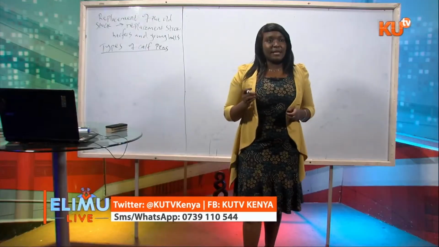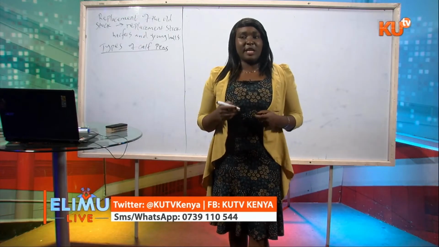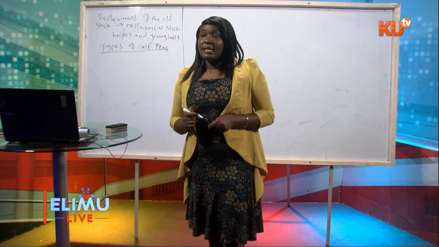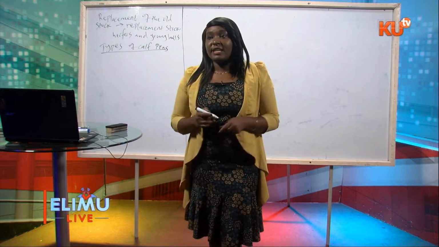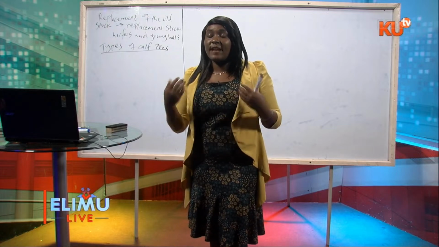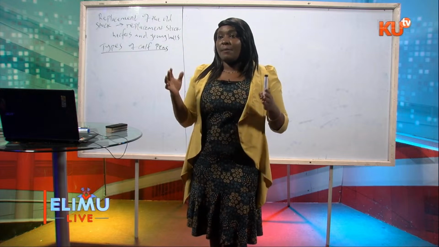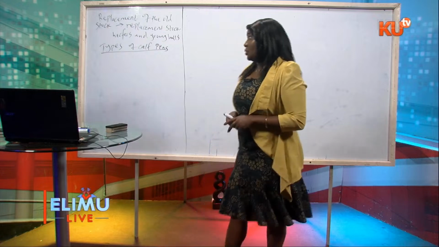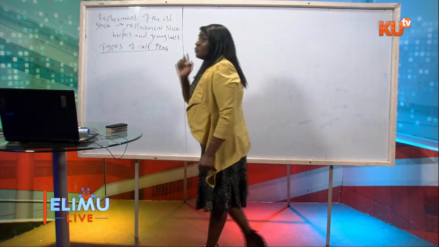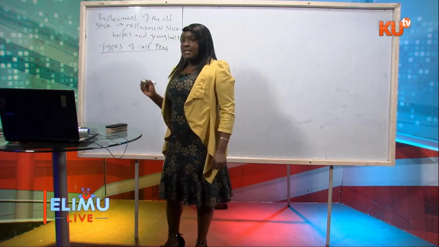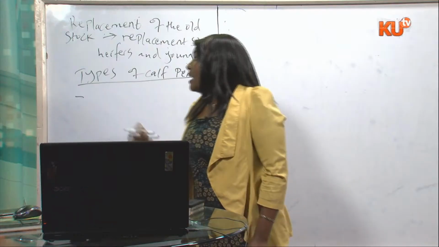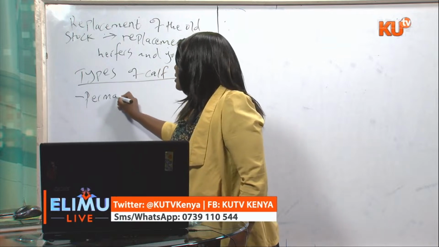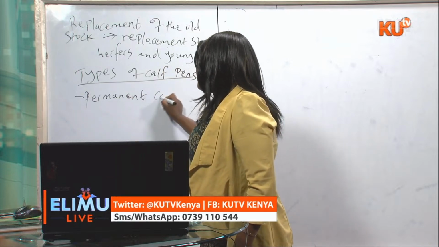And the types of calf pens we have vary depending on, of course, the amount of money that you have in your pocket. It depends on the kind of area that you are living. If it is in a flooded area, you need to look for a particular type of calf pen that will suit that particular region. So generally we have two main types of calf pens, and the first type of calf pen is called the permanent calf pens.